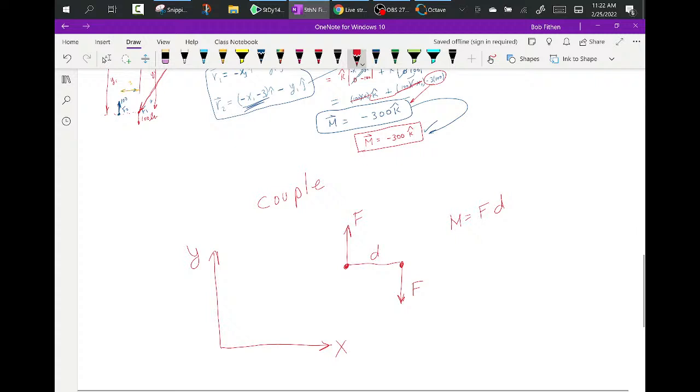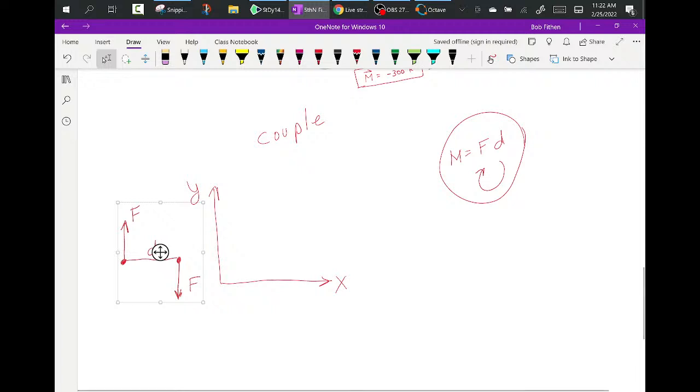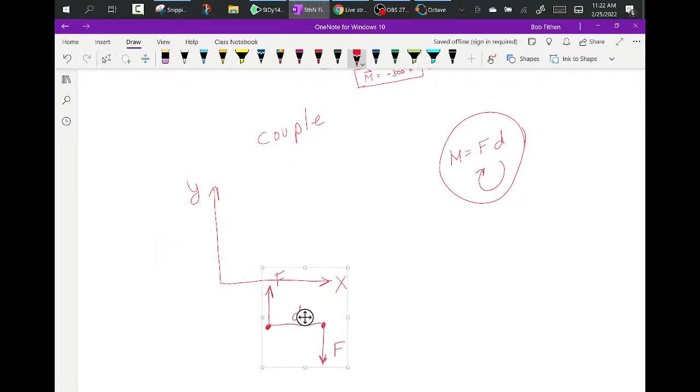And what you realize is I can go ahead and put a direction because I see this thing going like that. So there's this. Guess what? It doesn't matter where I put it. The moment doesn't change. So a couple has that ability. Move it around wherever you want. It's still the same moment because it's a couple. It has an offset there. So anywhere you put it, it's the same.